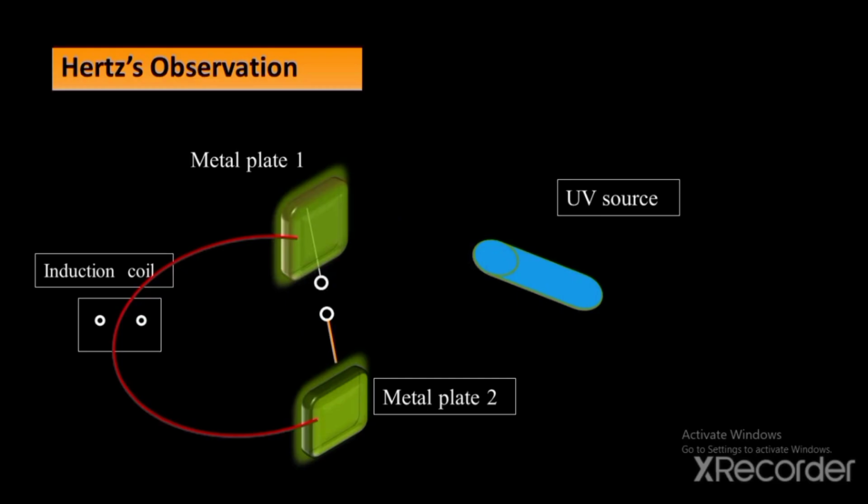First we will go with the Hertz observation. In the Hertz observation, first we will study the setup. Hertz took two metal plates, and between them he made an arrangement of metals in such a way that he kept two loops, and between those two loops he left a little bit of gap. Then he wanted to study what may happen if ultraviolet rays fall on metal.